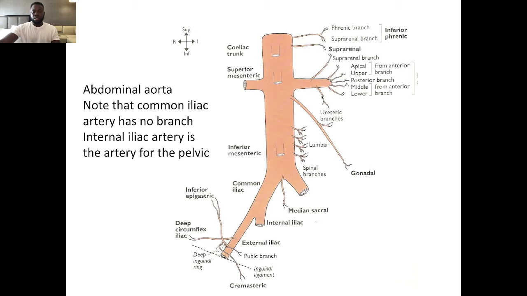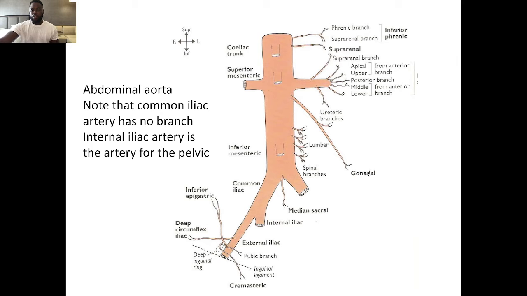Now we are looking at the lateral side before we come to the anterior branches. The next one that we can look at is the gonadal. This gonadal means both the ovaries and the testes. If it's in the male, you call it the testicular artery. If it's in the female, you call it the ovarian artery. So this is a gonadal artery.